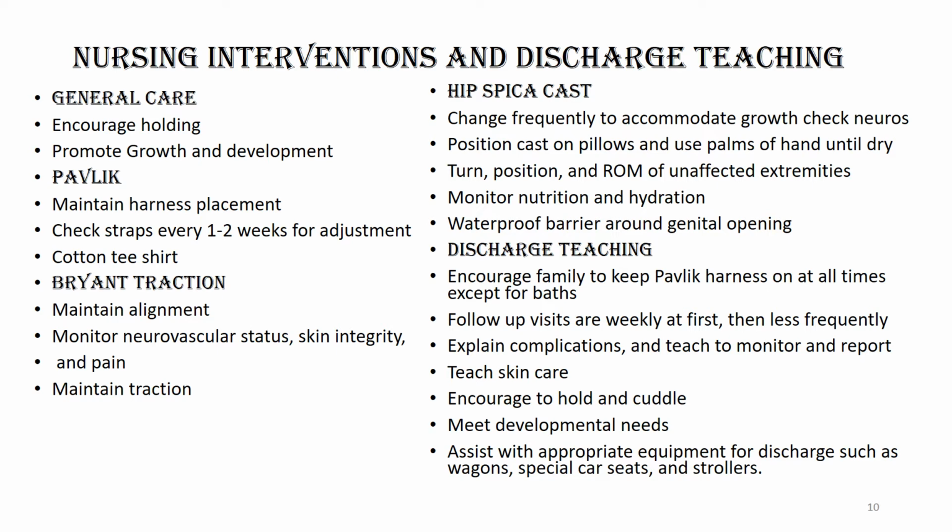You can explain the complications of the Pavlik harness or the hip spica cast rubbing against the skin and causing skin tears, and that they need to monitor and report it. Also, they need to do neurovascular checks on the child frequently, and they need to be able to meet the child's developmental needs. The nurse will help with social services, providing appropriate equipment for discharge, such as a large wagon, a special car seat, a special stroller.